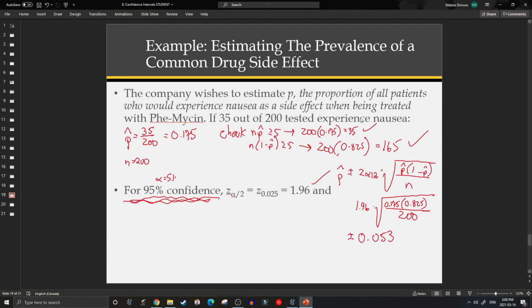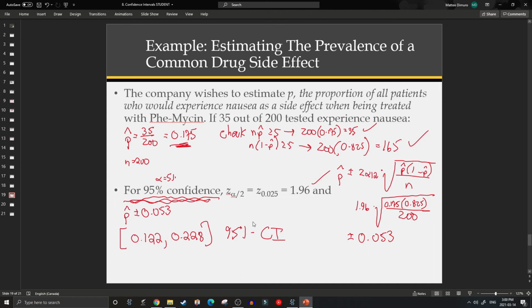When you do it, you will get 0.053. Ladies and gentlemen, what a beautiful number. Plus or minus, right? Part of the formula. So you're going to go p-hat plus or minus 0.053. P-hat is this number here. Take that number and subtract it for the first one. You're going to get 0.122. And then p-hat, 0.175, plus this number, 0.053, you get 0.228.